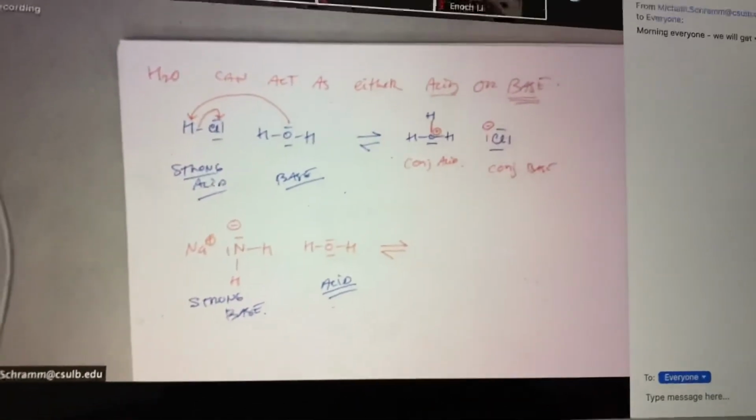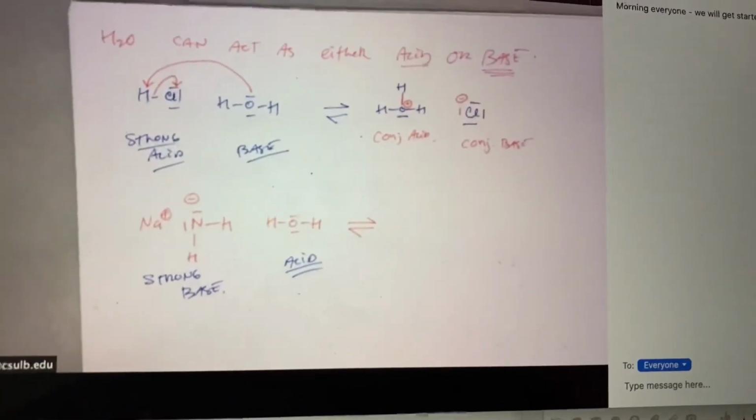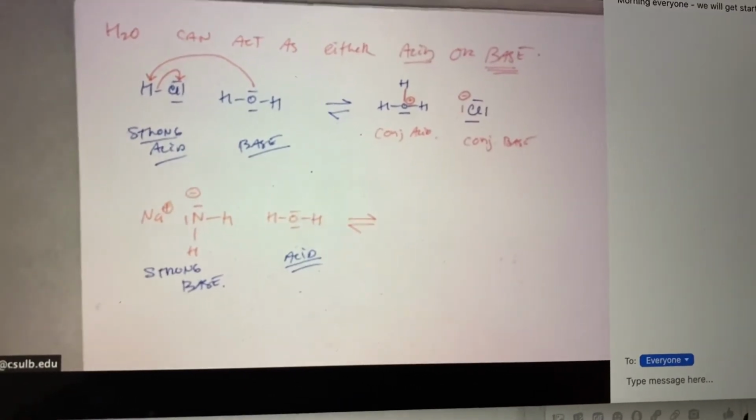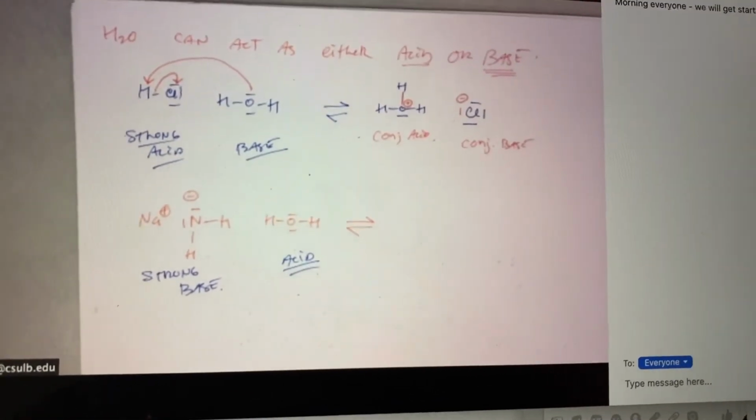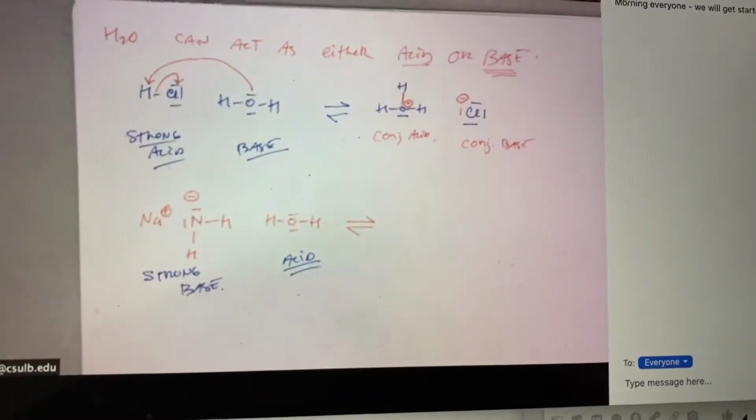Water can accept a proton. When it accepts a proton, it's serving the role as a base. Water has 2 protons attached to it. If it can donate one of those protons, then it's serving a role as an acid. And it just turns out that sodium amide is a very, very powerful base.